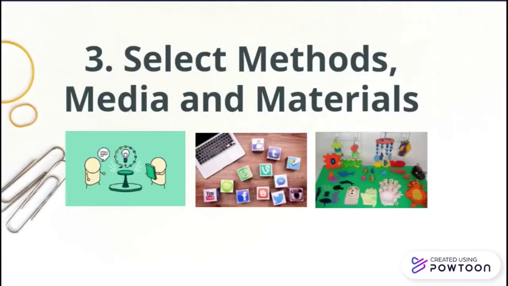So let's move on to the third step in the ASSURE model, which is select methods, media, and materials. We already tackled the first two, which are analyze learners and state objectives. Once you know your audience and have a clear idea of what they should get out of the lesson, then it's time to select the appropriate method for the given learning task. Select available materials, modify existing materials, or design new materials to help you accomplish this task.